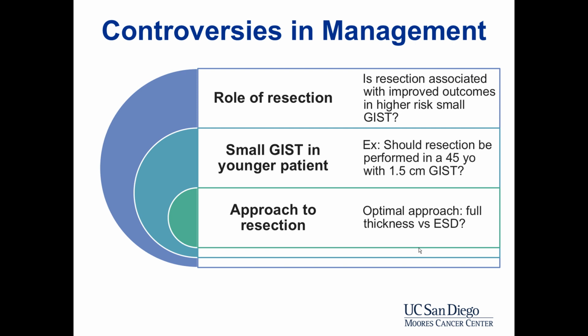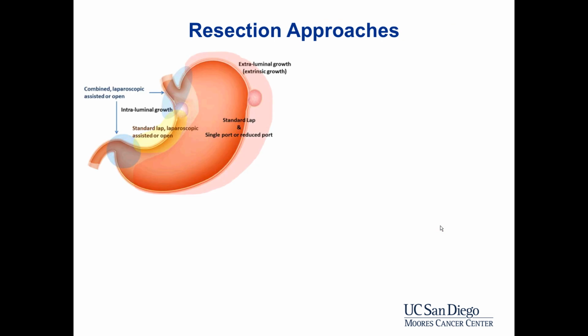And then finally, what are some of the approaches? Is it optimal to do a full thickness, taking the entire wall out, or just to do an endoscopic submucosal dissection, meaning just carving the tumor out of the wall of the stomach and closing it up, as an example? And so these tumors tend to grow often.